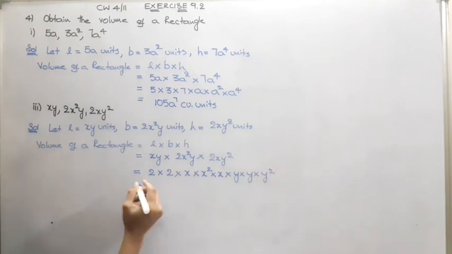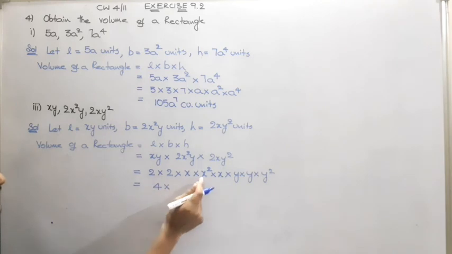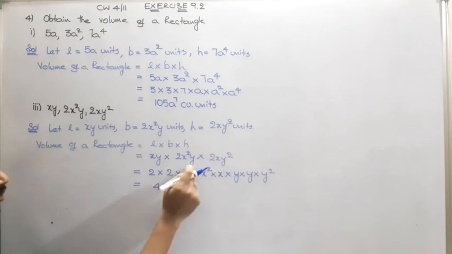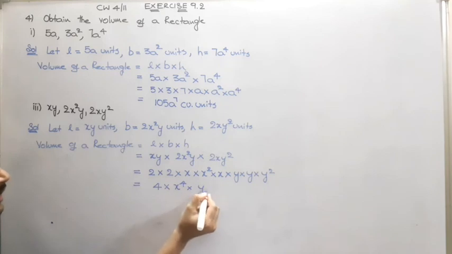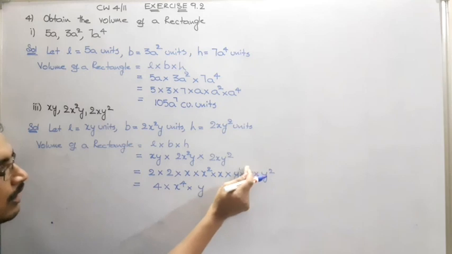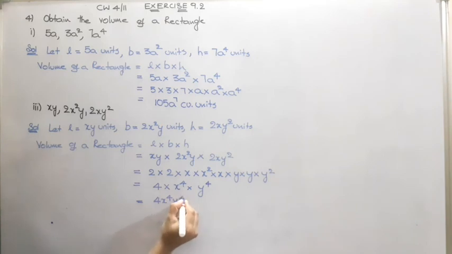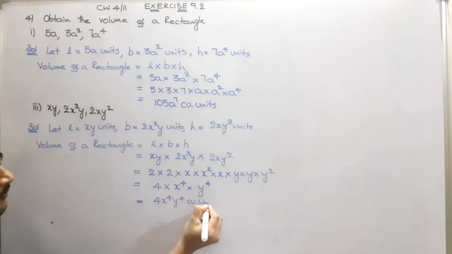Okay, so look, 2 into 2, 4. x into x square into x, if there is no power we'll take 1, so 1 plus 2, 3, 3 plus 1, 4, into x power 4 into y power, here also no power means 1, 1 plus 1, 2, 2 plus 2 again 4, so that is equal to 4x power 4 y power 4 cubic units.